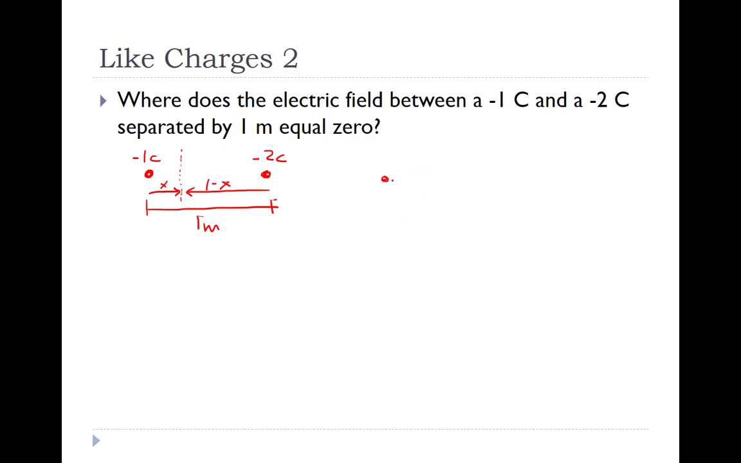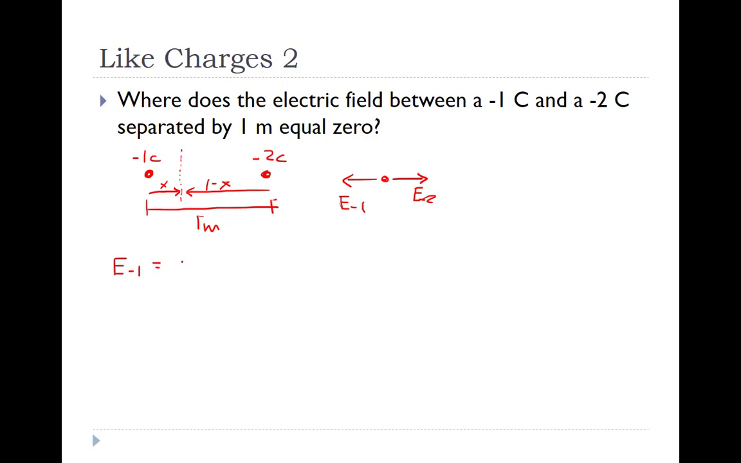Just again, in between, the direction of the field from the two pieces will be opposite. The field due to the -2 will point to the right because a positive charge would be attracted. Same thing for the -1, except it points to the left. And I want to find the point where these two are equal. So I've defined an arbitrary position x where I'm going to do my electric field calculation. I'm going to begin by finding the individual pieces.